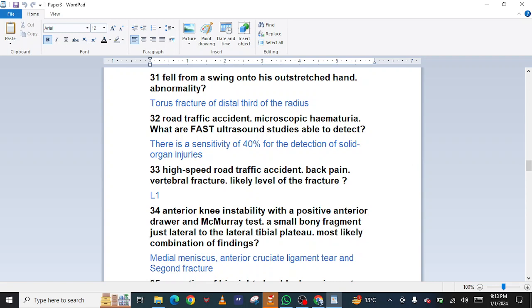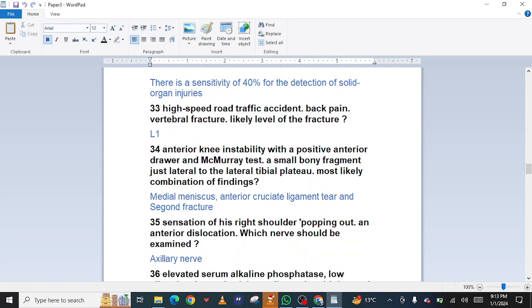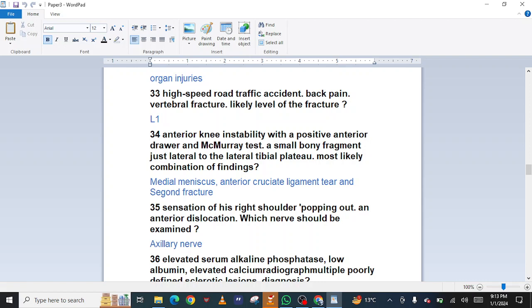33. High-speed road traffic accident. Back pain. Vertebral fracture. Likely level of the fracture: L1. 34. Anterior knee instability with a positive anterior drawer and McMurray test. A small bony fragment just lateral to the lateral tibial plateau. Most likely combination of findings: medial meniscus and anterior cruciate ligament tear and Segond fracture.